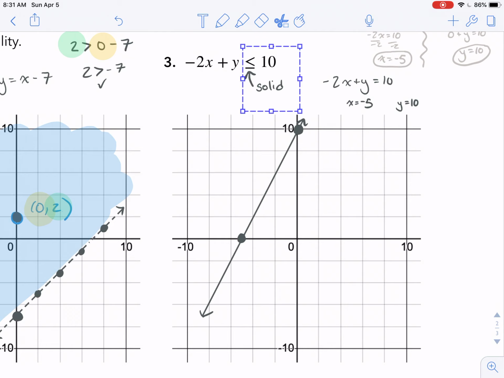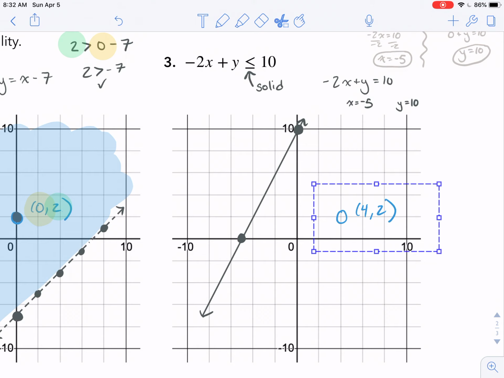Now that we've graphed the line, we need to test a point that's not on the line and see if it makes our inequality true. How about we test over 4, up 2. Let's see what we get. Actually, I lied. Let's not do that one. Let's test over 8, up 2.